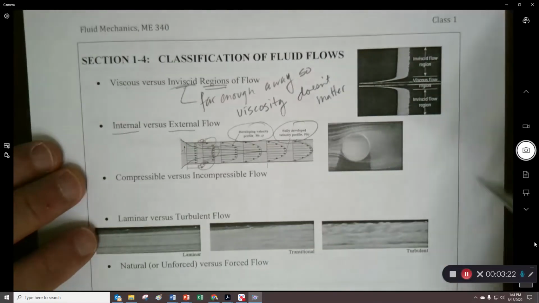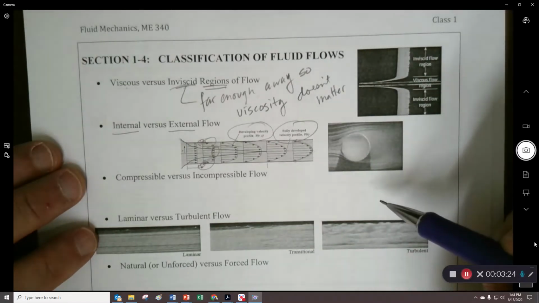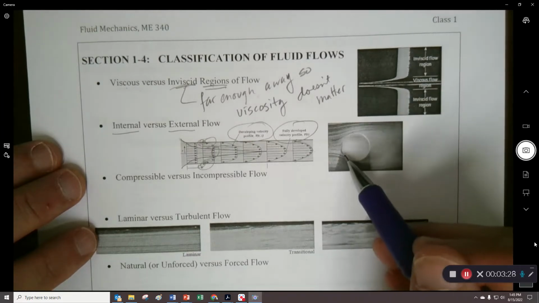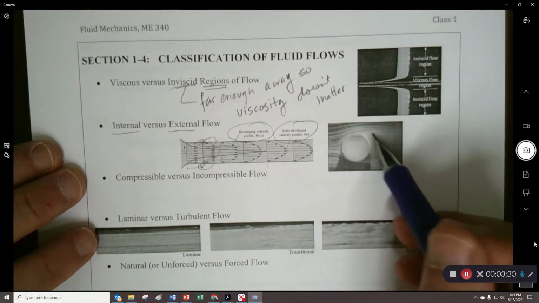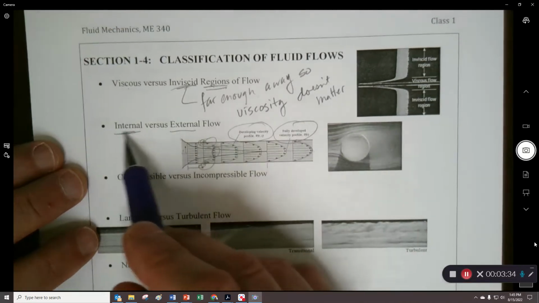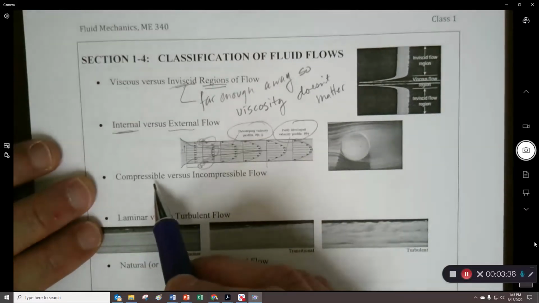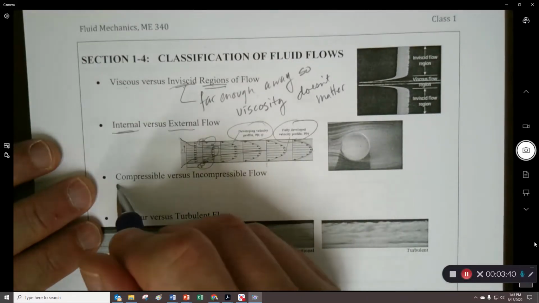We'll see when we get to pipes, we have to account for viscous actions. But we can also have flow over the outside of a body. So we have internal, inside a pipe, and external, around a body. We also have compressible versus incompressible.